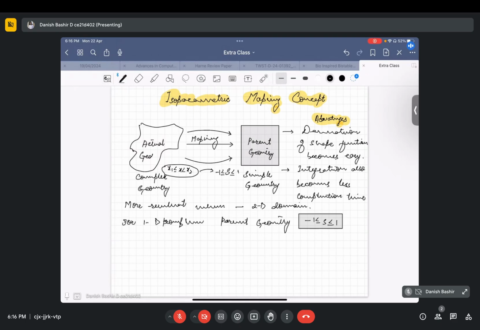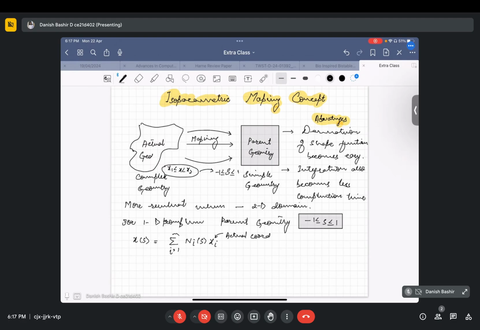One more important thing is, in the parent element, all the nodes are placed symmetrically. And in the isoparametric mapping concept, the relationship between parent element coordinates and actual physical element coordinates x is expressed using the parent element shape functions as follows. These are the coordinates. For example, x of s we express as summation i running from 1 to n, Ni of s times xi.